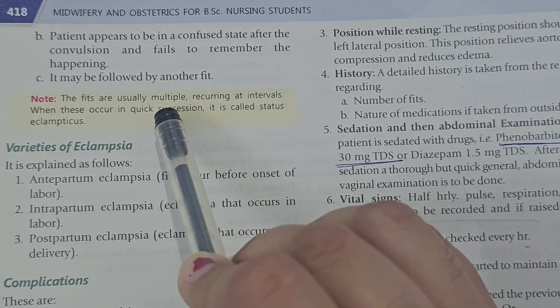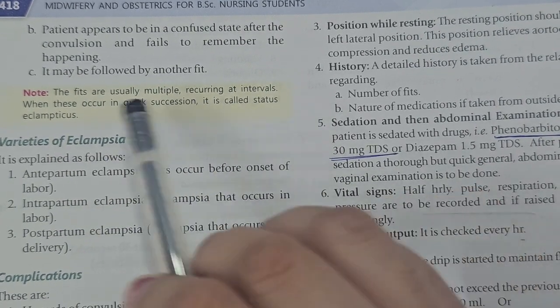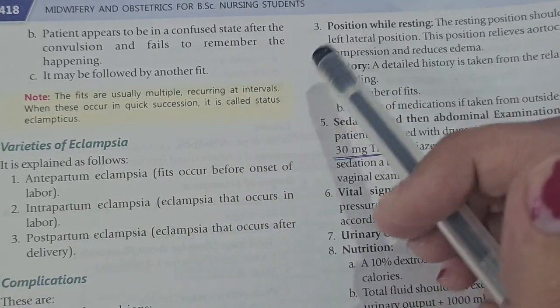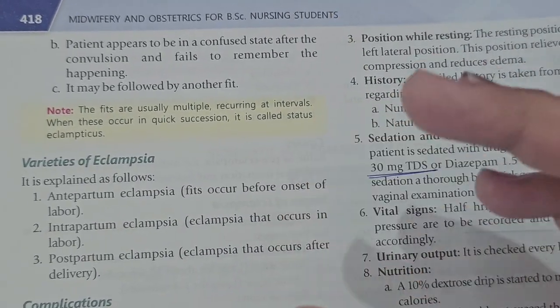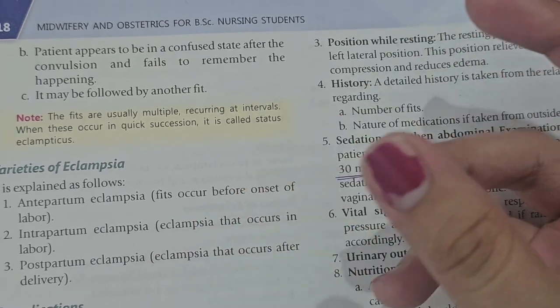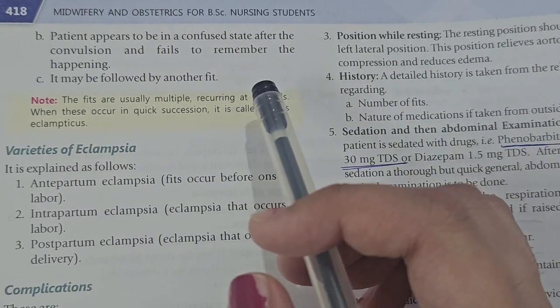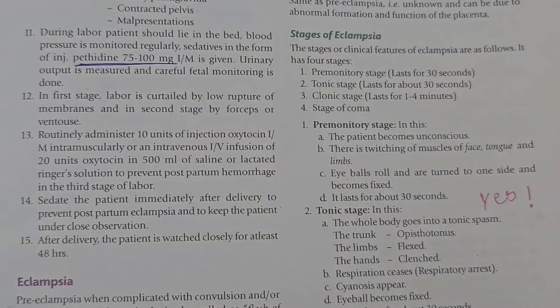The fits are usually multiple, recurring at intervals. When these occur in quick succession, it is called status eclampticus. Okay, note this down: if fits are multiple, recurring between intervals, and then eventually there is quick relaxation and quick contraction, it is called status eclampticus. Okay, so these are the stages of eclampsia.